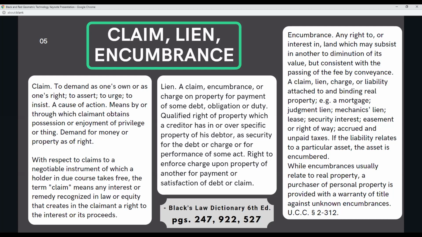And it said any right to or interest in land which may subsist in another to the diminution of its value, but consistent with the passing of the fee by conveyance; a claim, lien, charge, or liability attached to and binding real property, for example a mortgage, judgment lien, mechanics lien, lease, security interest, easement, or right of way, accrued and unpaid taxes. If the liability relates to a particular asset, the asset is encumbered. While encumbrances usually relate to real property, a purchaser of personal property is provided with a warranty of title against unknown encumbrances.